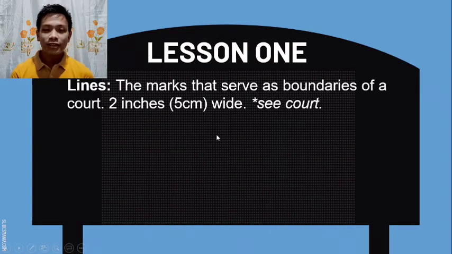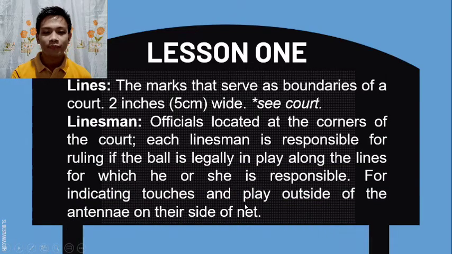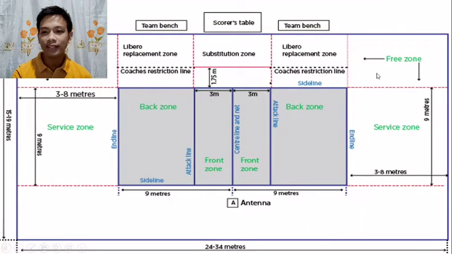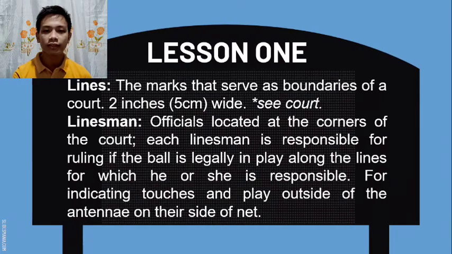Okay, so let's proceed to the next one. The lines. Lines, the marks that serve as boundaries of a court, 2 inches or 5 centimeters wide. So, yan. Ito yung sa court natin. Ito yung mga lines nasa blue line. We have sideline here, end line, yan, sideline, end line, attack line, center line, attack line, yan. So those are the lines.